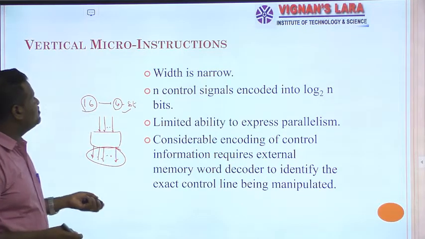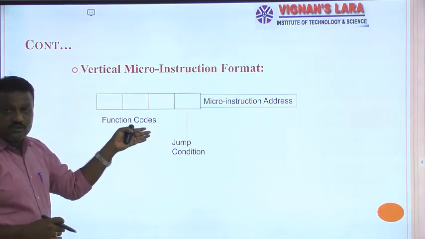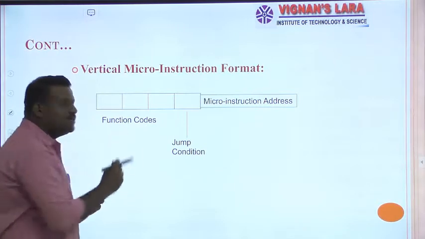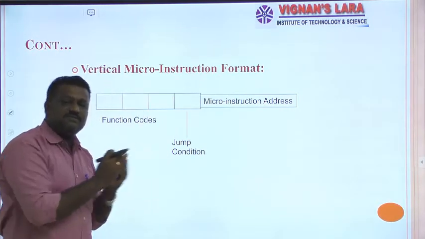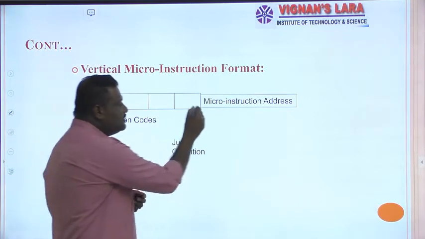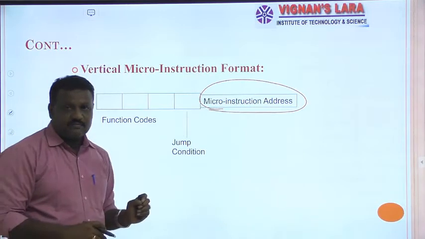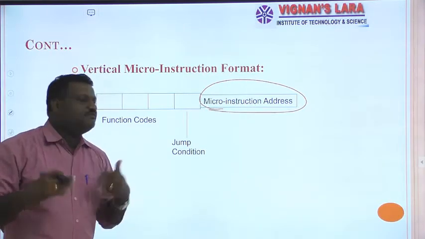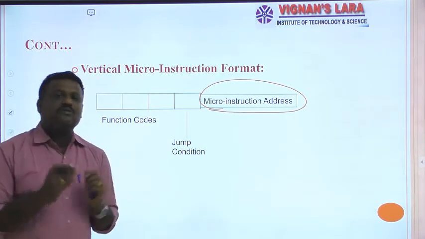So this is about my vertical micro instruction. See here, friends, there are different functional codes. This is a group of bits which represents one function, here a group of bits that represents another function, and this is a group of bits that represents some other information. Ultimately, every instruction must have a next micro instruction address. So after execution of this, I generate the address from which I access my next micro instruction from my control memory or control store.